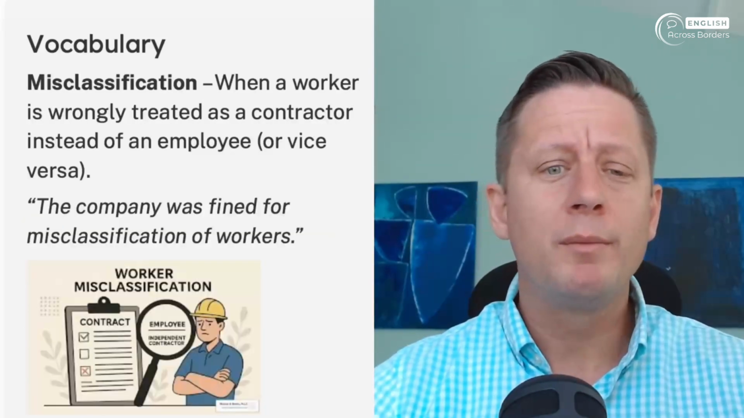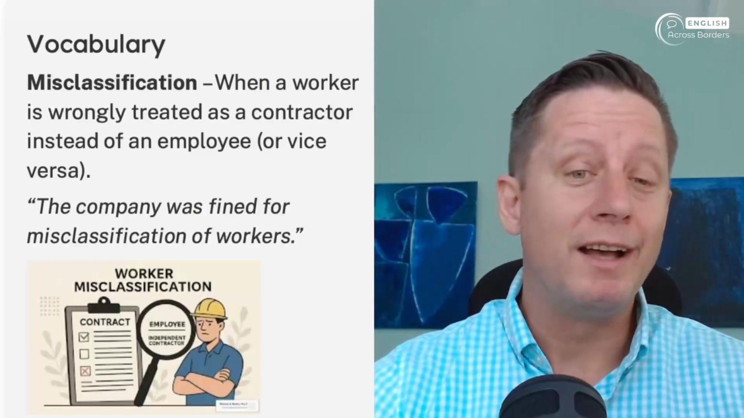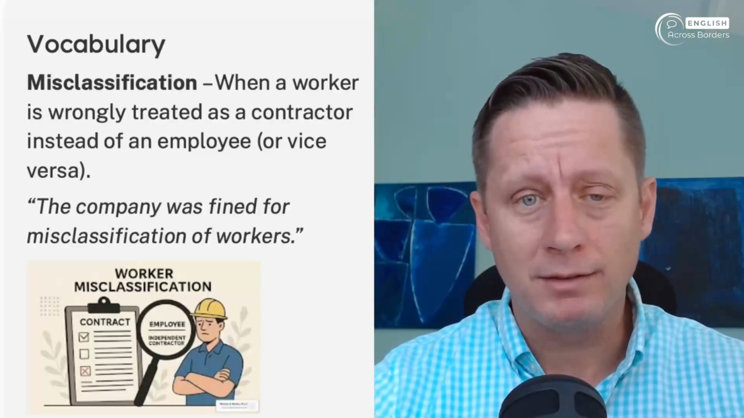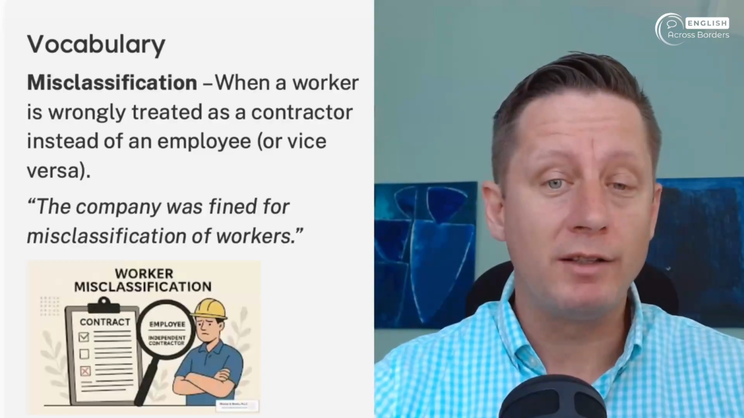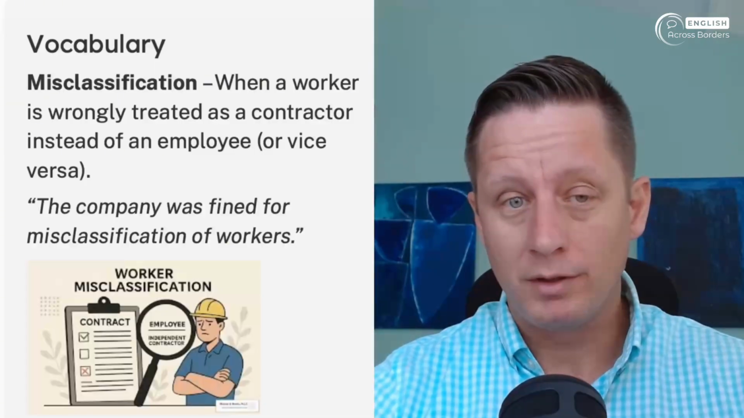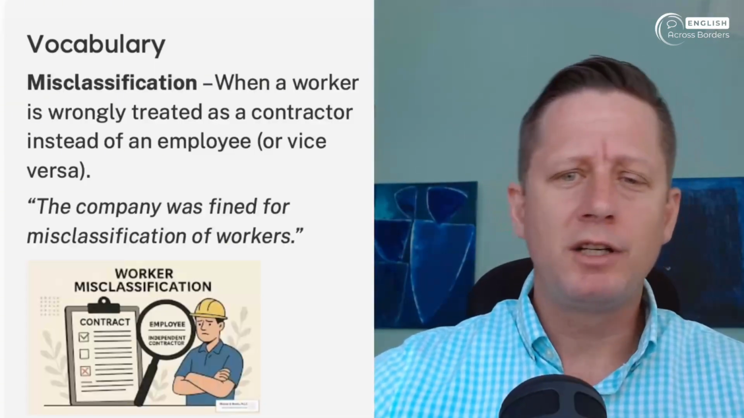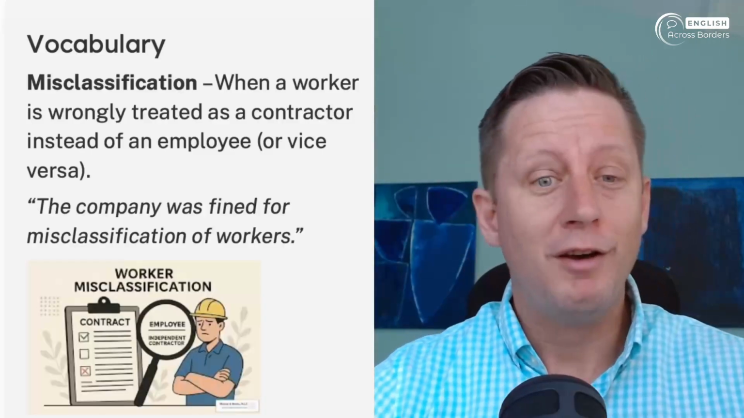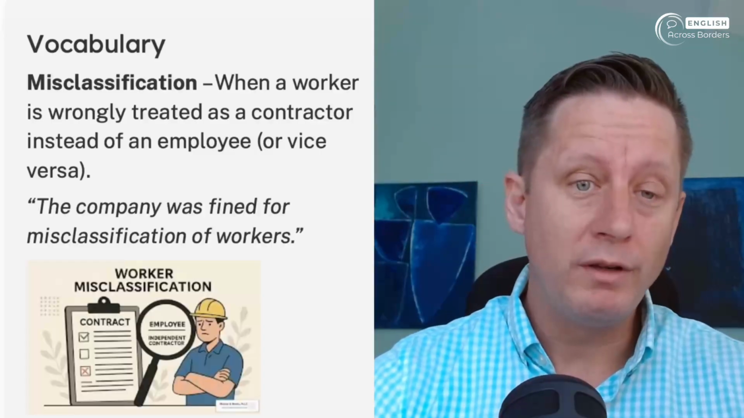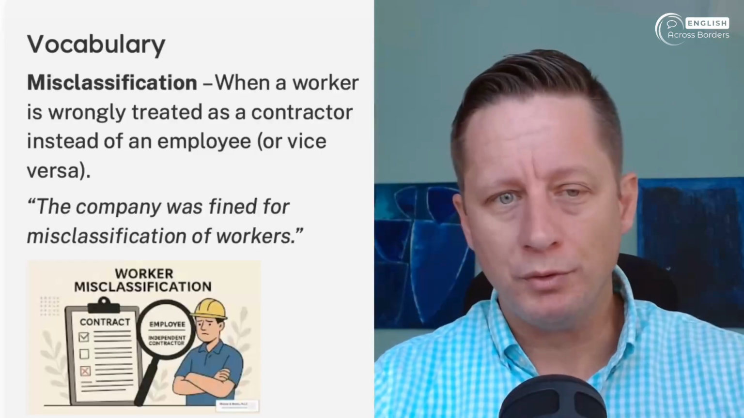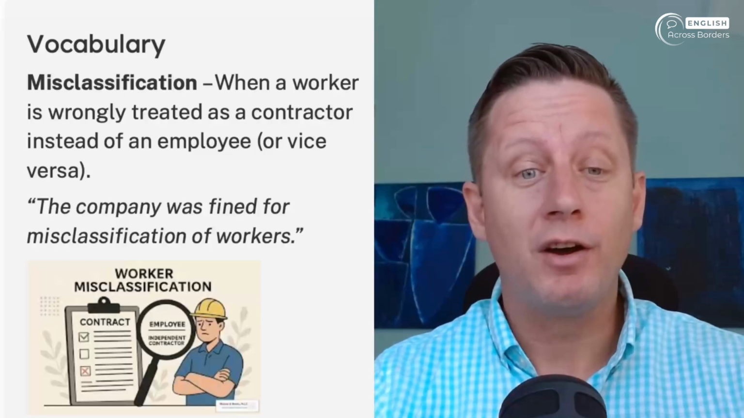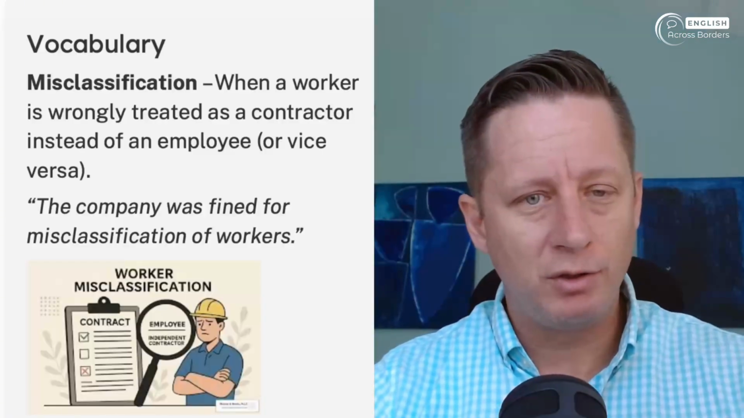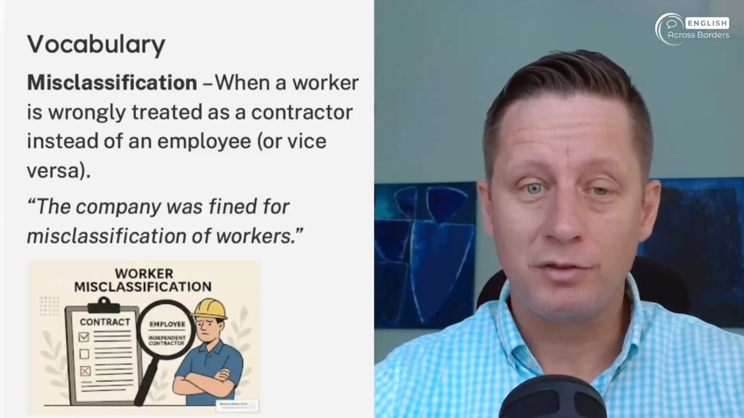Misclassification happens when an employer incorrectly labels a worker as a contractor instead of an employee, usually to avoid paying benefits or taxes. For example, the company was fined for misclassification of workers. Let's look at a story. A delivery company calls drivers independent contractors, but the drivers wear uniforms, follow strict schedules, and work only for that company. A court later rules they were misclassified. They are employees and must receive benefits.